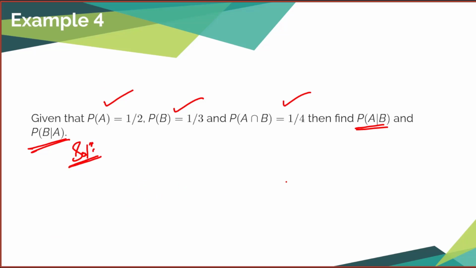So we will calculate, let me go back to, now the solution will be: we are given that probability of A is 1/2, probability of B is 1/3, and probability of A intersection B is equal to 1/4. So now to calculate probability of A given B, what is the formula?